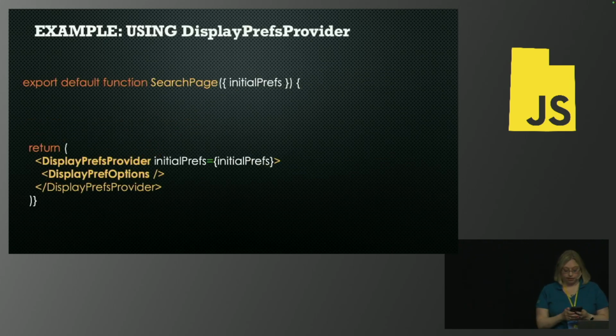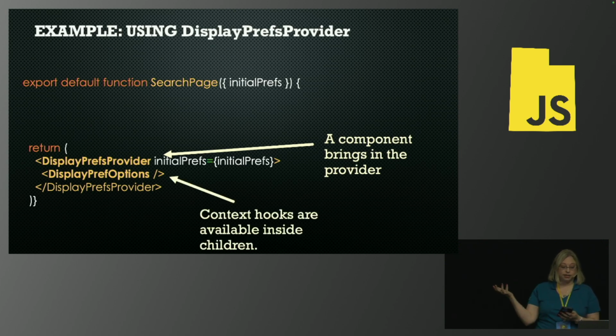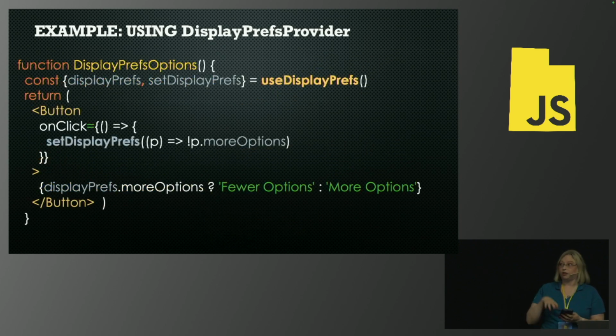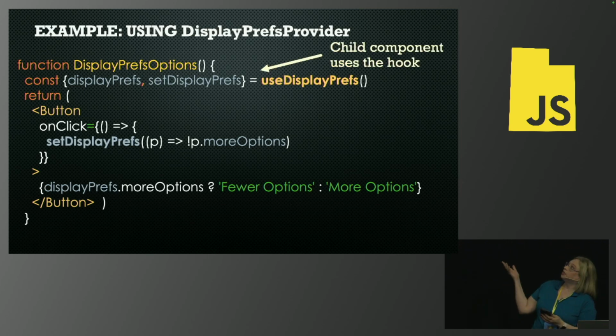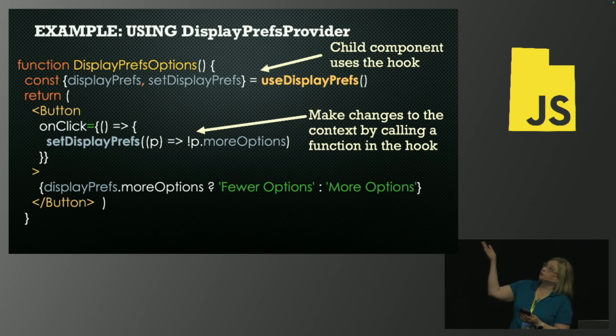When I go to use it, I put my provider in my component, and I pass in the initial data, and then context hooks are available from the children. They're not available in this component. It's available inside the inner component. So the child component here will use the hook, and we'll just make the changes by calling the function that's returned by the hook. And look, this particular custom hook looks kind of like useState, though it's not an array.